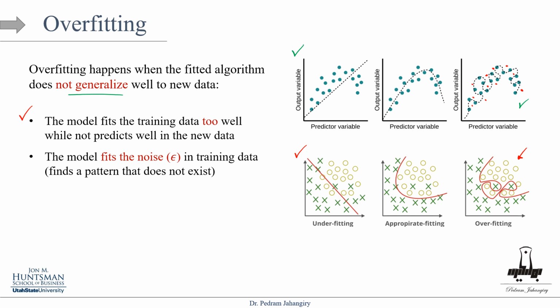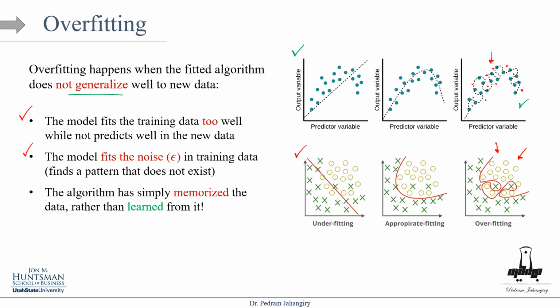The model fits the noise in training data and finds a pattern that does not exist. So basically you're memorizing the pattern, right? You can make the model super complex and memorize the data, memorize the pattern, to get, let's say, a train error of 0. The algorithm is simply memorizing the data rather than learning anything from the data, so it's not going to be generalizable. And this happens when your model is too complex.